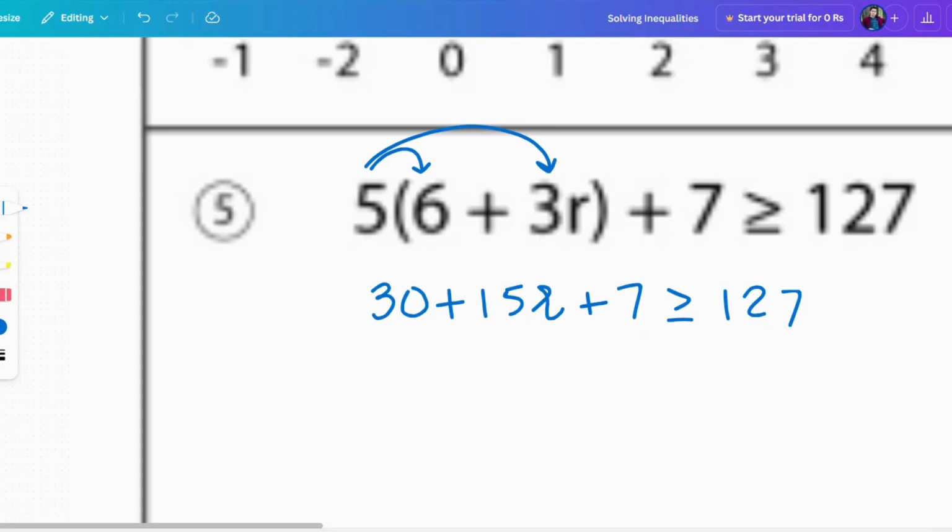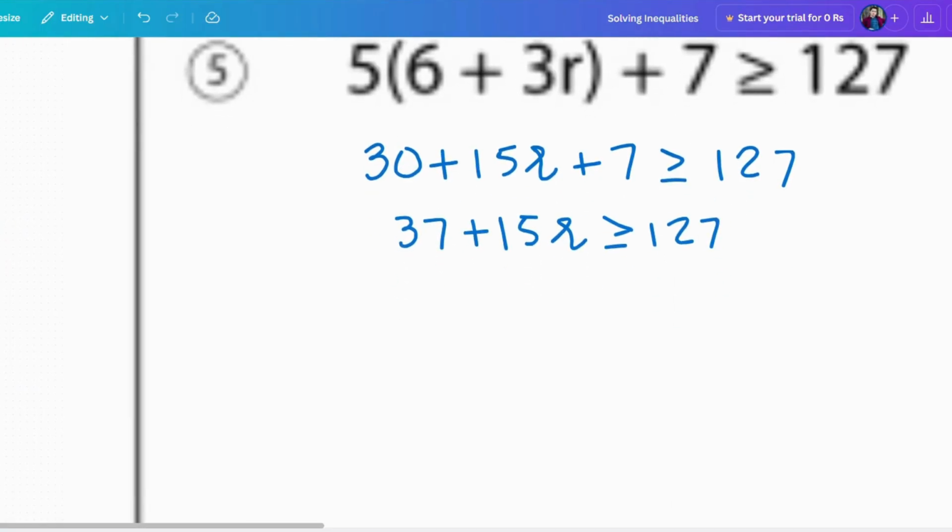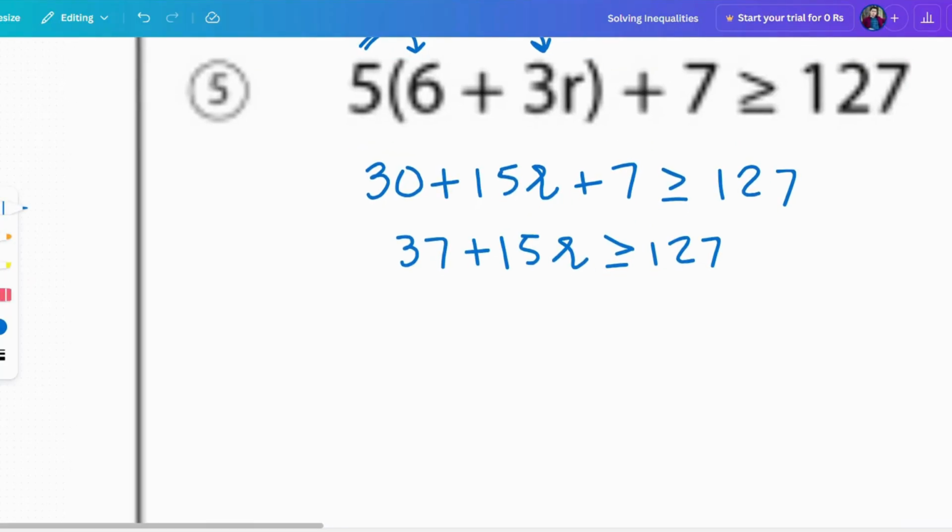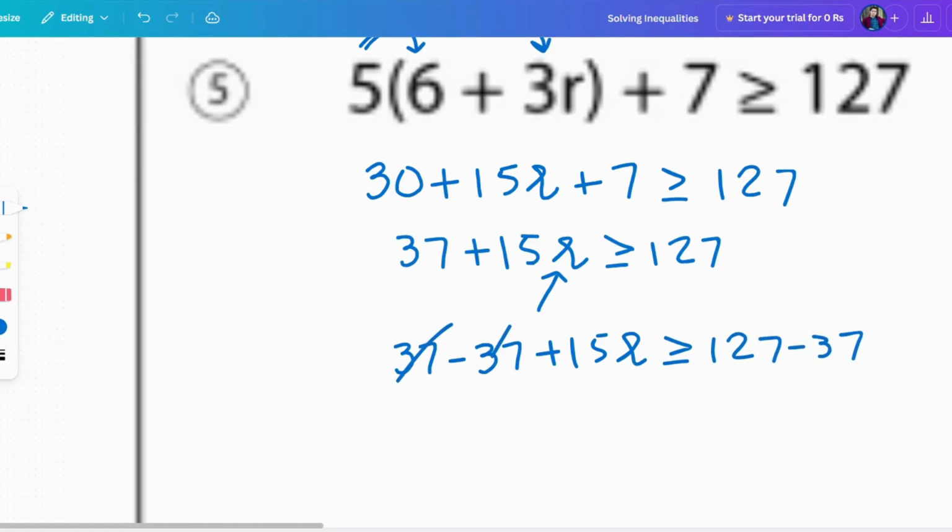So if I add it, it's going to be equivalent to 37 plus 15r is greater than or equivalent to 127. And then I will subtract 37 on both sides. Okay. Because I need to eliminate all those values and I have to isolate this r. So 37 minus 37 plus 15r is greater than or equivalent to 127 minus 37. Okay, they both will just cancel out with each other. So if I further go ahead and solve 127 minus 37, that's going to be equivalent to 90. So 15r is greater than or equivalent to 90.